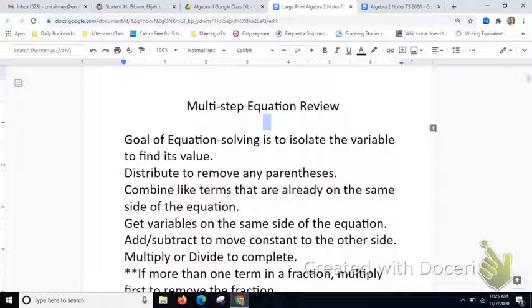A lot of times if there is a fraction, that's when we would need to multiply, and often we will do this at the beginning instead of at the end. So those 5 problems follow this in the review.